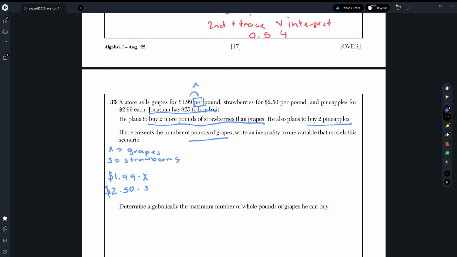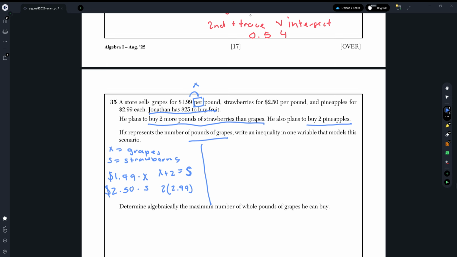So Jonathan plans to buy 2 more pounds of strawberries than grapes, right? So how do we model that? All we have to do is just put x plus 2. The number of grapes, which is x, plus 2 is equal to s, right? So strawberry is equal to x plus 2. And he also buys 2 pineapples, so we're just going to be left with 2 times $2.99. And that's all, right? I just wrote down everything that I know. That's everything that was given to me. Now I'm just going to write down the inequality.